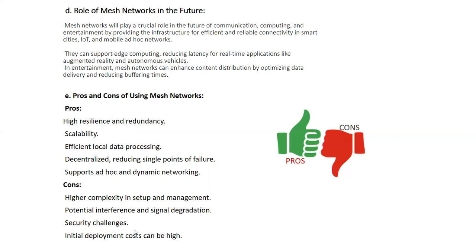Then we have initial deployment costs, which can be high, and maintenance too. If there is an error in one node and it probably needs replacement, then tracking it is hard. It calls you to buy extra gadgets that help you check, like network checkers. Hence high maintenance and costs.